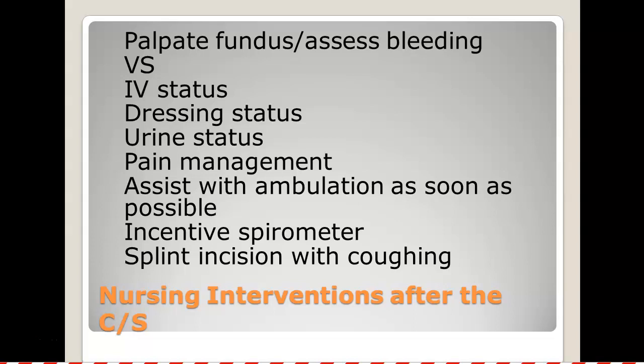We want to make sure that we're managing her pain. This is major abdominal surgery, remember, so our moms are in a lot of pain. We want to assist with ambulation as soon as possible to prevent things like pulmonary embolisms, DVTs, and pneumonia. We want to offer and instruct her on how to use an incentive spirometer, and we want to instruct her as well on splinting her incision when she is coughing or trying to ambulate.